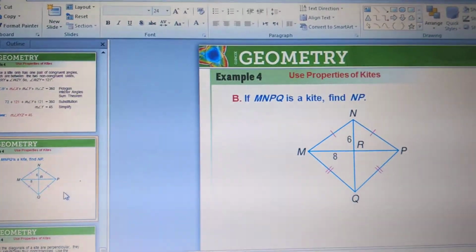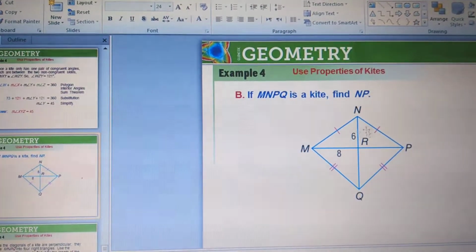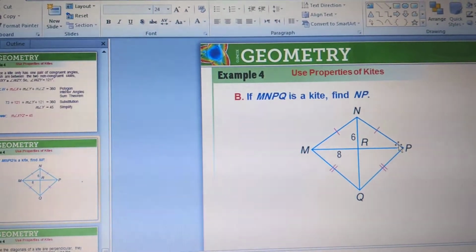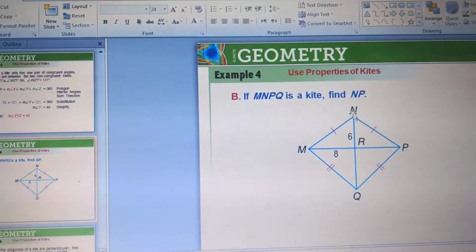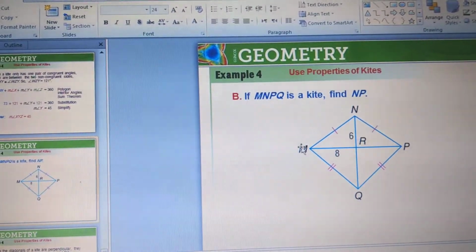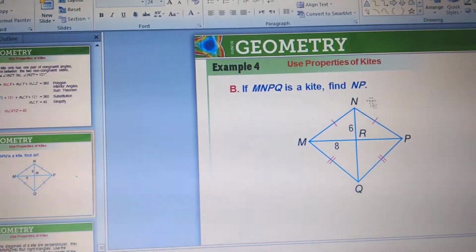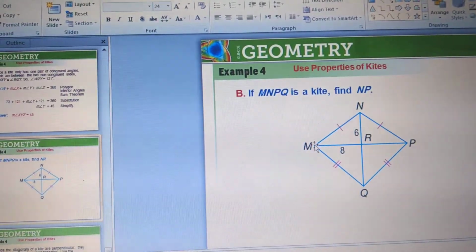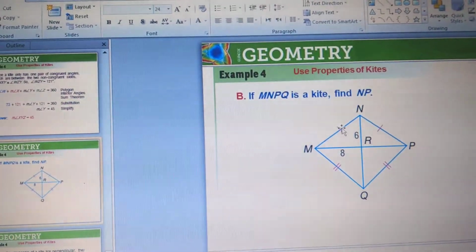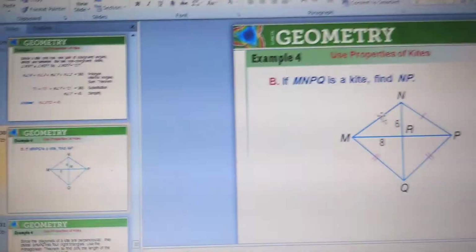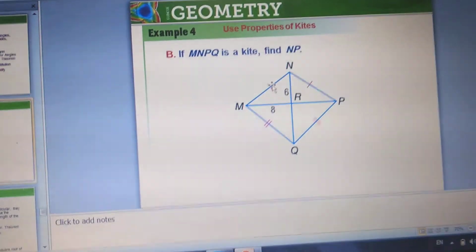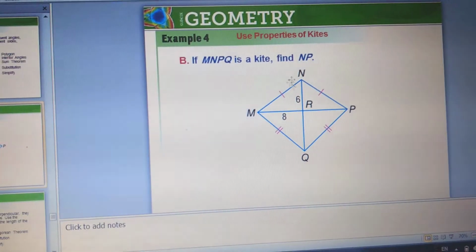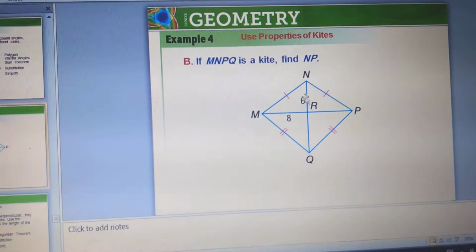If MNPQ is a kite, find NP. Of course, boys, NP and NM are congruent. If I find NM, this means I find NP. Here we are going to use the Pythagorean theorem. NM is the hypotenuse. Hypotenuse squared equals leg 1 squared plus leg 2 squared.